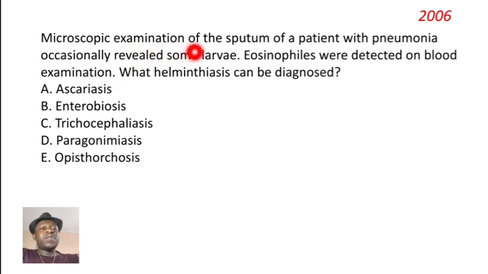Microscopic examination of the sputum of patients with pneumonia occasionally revealed some larvae. Eosinophils were detected on blood examination. What helminthiasis can be diagnosed? So the first point is pneumonia. Pneumonia means there is involvement of the lungs, right? And you see larvae. So you need to think about larva migrans, a kind of parasite which migrates to the respiratory tract.